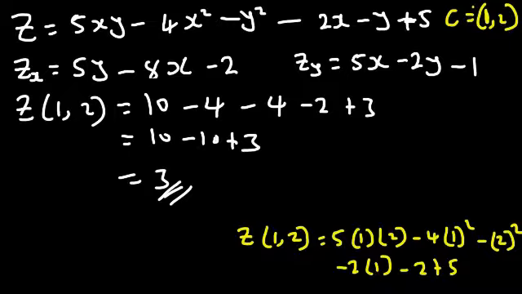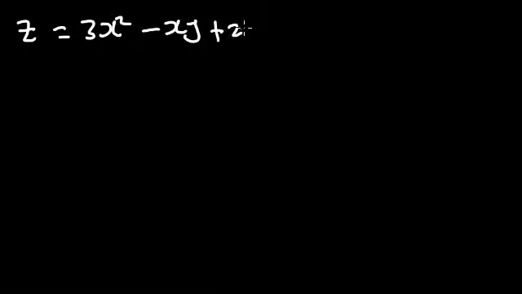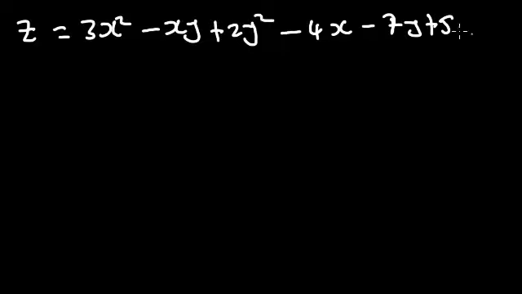Feel free to share your solution with me via the comment section below. So consider finding the stationary point or stationary value of the given function. Z equals 3x squared minus xy plus 2y all squared and minus 4x minus 7y plus 5. So that's it. Thank you once again. Bye for now.